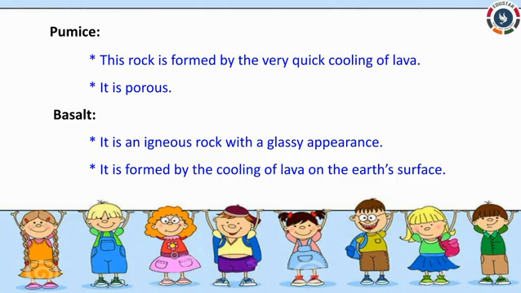Pumice. This rock is formed by the very quick cooling of lava. It is porous. Basalt. It is an igneous rock with a glassy appearance. It is formed by the cooling of lava on the earth's surface.